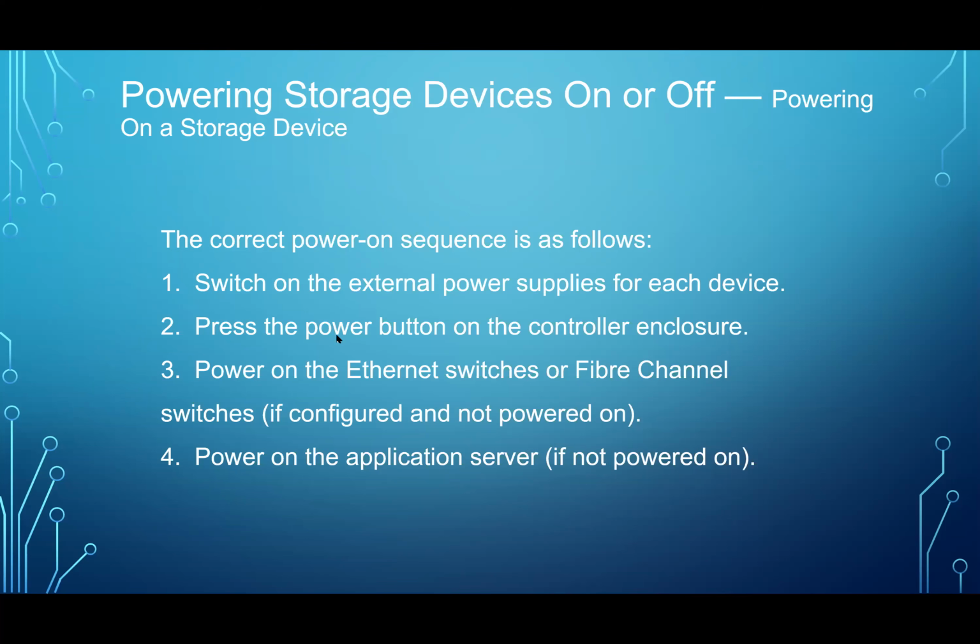The first step is to switch on the external power supply for each device. The second step is to power on the controller enclosure by pressing the power button. The third step is then to power on all the Ethernet switches or fiber channel switches, if there are any configured and there is not an environment with direct connection from storage to server. And the fourth is to power on the application server if this is not already powered on.